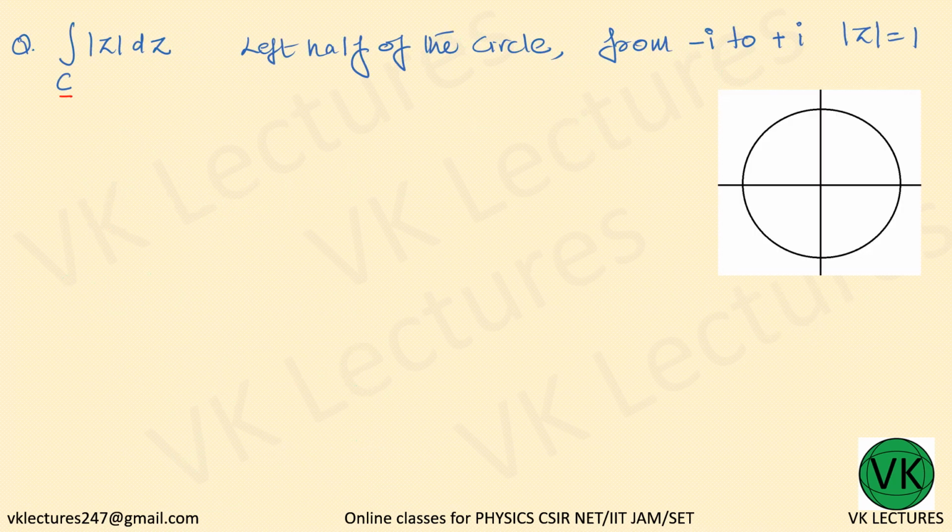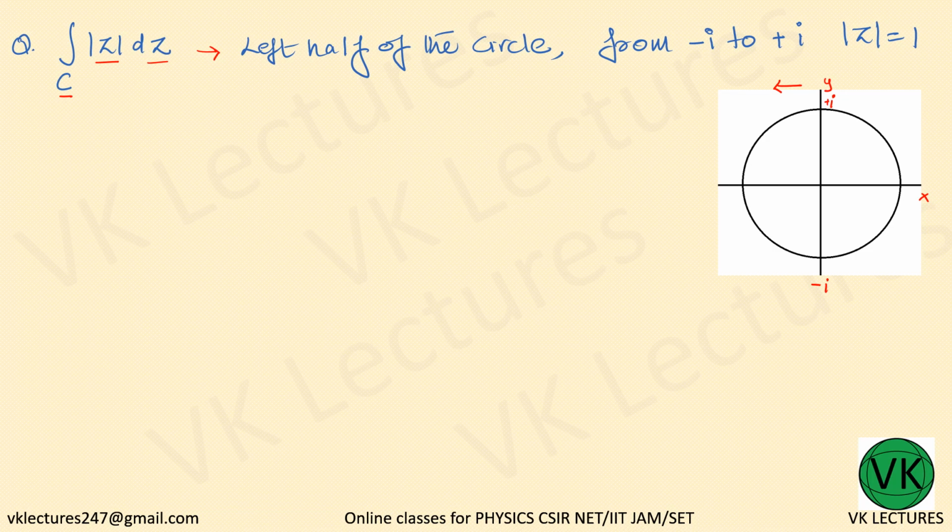Integral over C, mod z dz. It is in the left half of the circle. That means this is the y-axis, this is x. So left half of the circle means the area to the left of the y-axis, that is x less than or equal to 0. Now from minus i to plus i, so this is minus i, this is plus i.